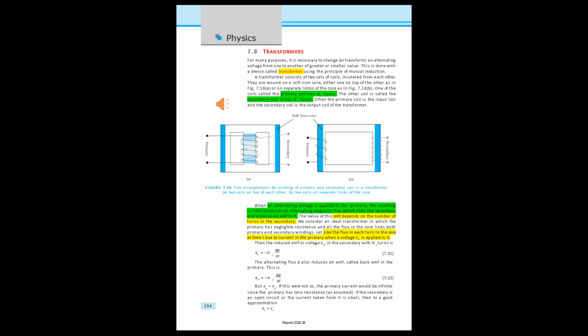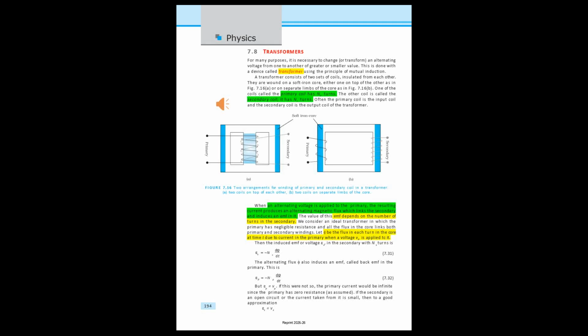One of the coils, called the primary coil, has NP turns. The other coil is called the secondary coil, and it has NS turns. Often the primary coil is the input coil and the secondary coil is the output coil of the transformer. When an alternating voltage is applied to the primary, the resulting current produces an alternating magnetic flux which links the secondary and induces an EMF in it. The value of this EMF depends on the number of turns in the secondary.